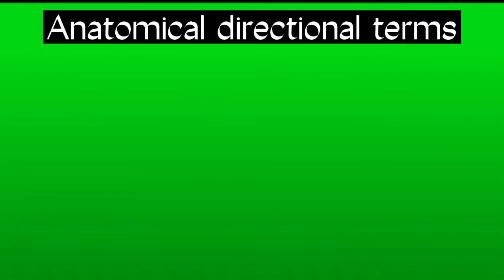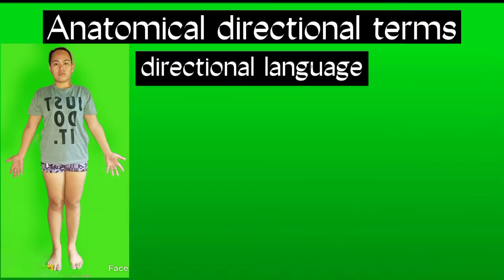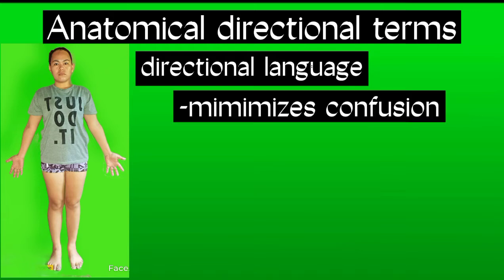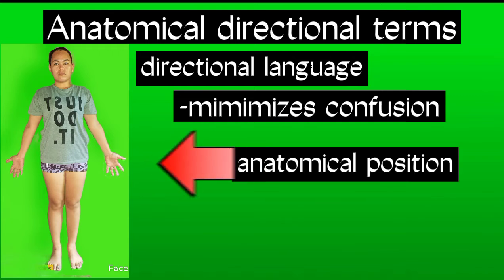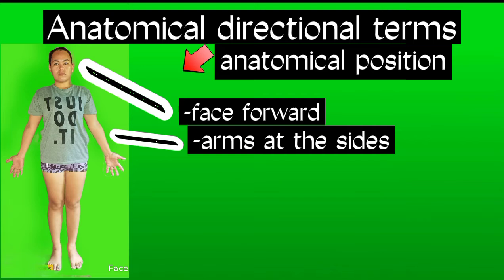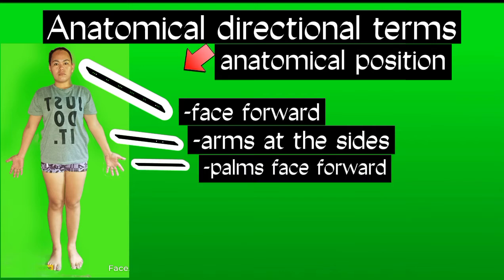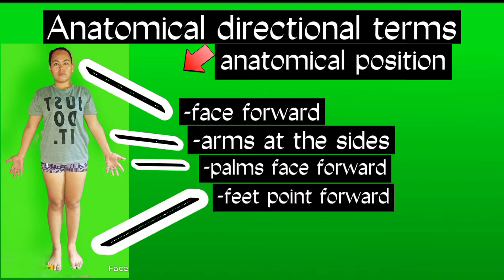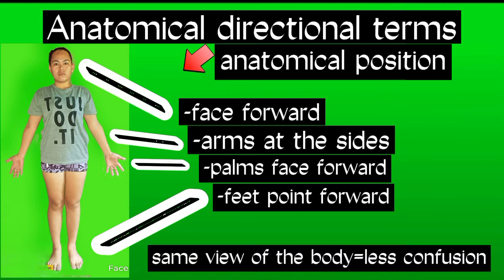Anatomical directional terms. Directional language of anatomy exists in order to minimize confusion when discussing areas or specific points on the body. This directional language or terminology is used in reference to the anatomical position. The anatomical position is when a person stands erect, face forward, arms at the sides, palms facing forward, and feet also pointing forward. If everyone is looking at the body in the exact same position, there will be less confusion when discussing anything related to anatomy.